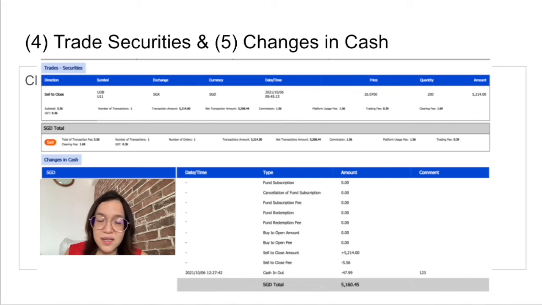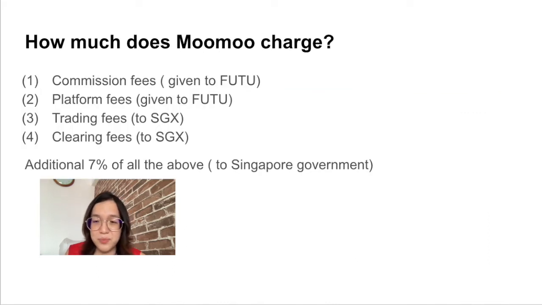So to simply put it this way, how does Moomoo charge you? I think it's very important to know. They don't only charge you for using the platform, they also charge commission fees. So Futu does earn in that manner. Some of you may be wondering, hey, how does Futu actually earn, since they are charging so little? They do earn by commission. Secondly is the platform fees itself. And the third one is trading fees.